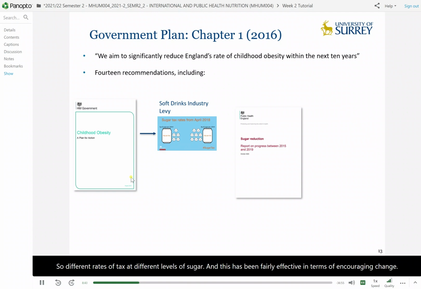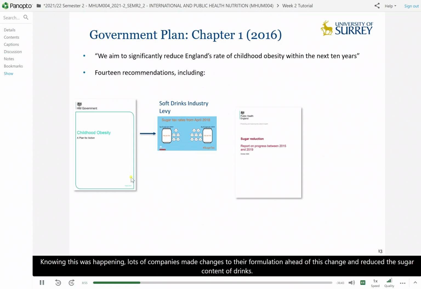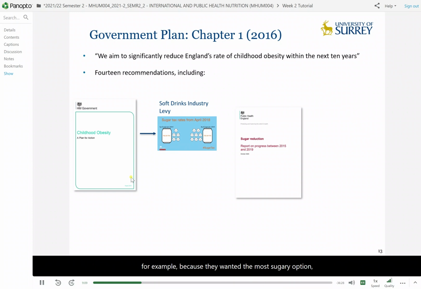And this has been fairly effective in terms of encouraging change. So lots of industry products were changed even before the legislation came in. Knowing this was happening, lots of companies made changes to their formulation ahead of this change and reduced the sugar content of drinks. And at the time, there were quite a lot of stories in the media about people who were stockpiling old versions of Irn-Bru, for example, because they wanted the more sugary option. People were quite outraged at this change in taste and flavour. So again, it's quite a difficult change to implement because there's this resistance from the public.